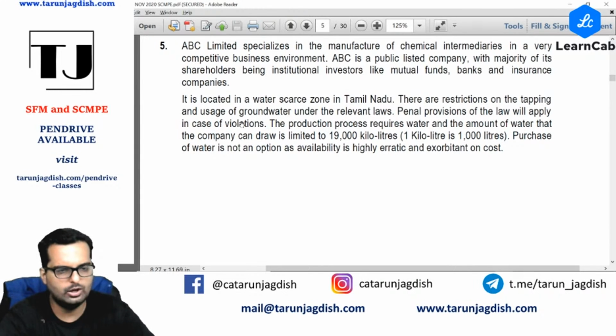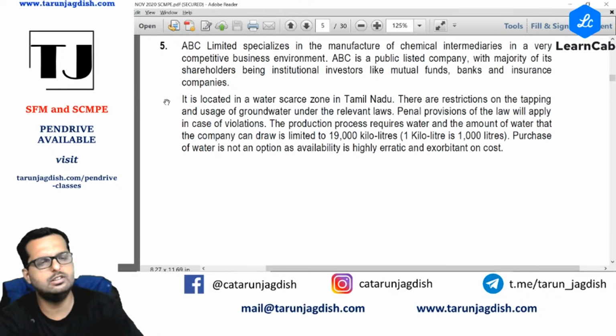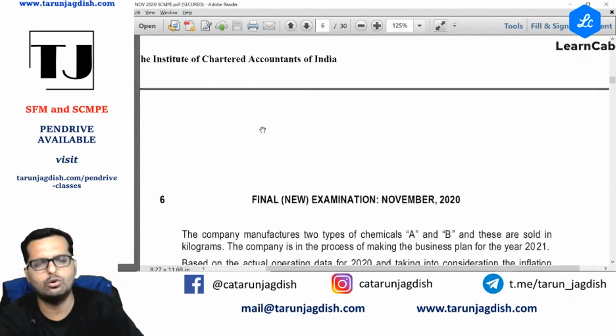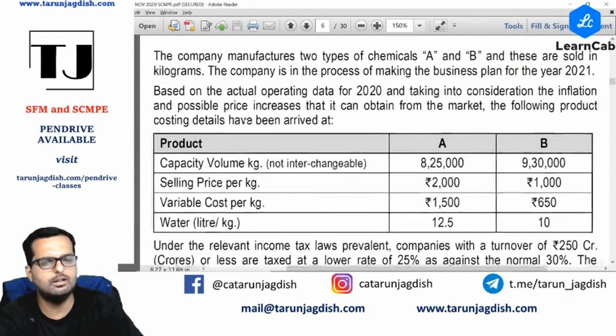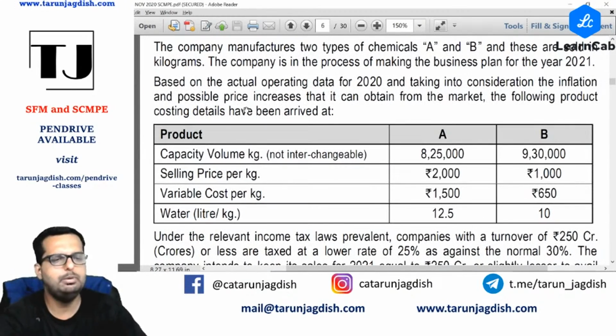Alright, they have told 1 kiloliter is how many liters? 1,000 liters. Purchase of water is not an option as it's highly erratic and exorbitant on cost. You cannot buy water. The company manufactures 2 types of chemicals, chemical A and chemical B, and they are sold in kilograms. The company is in the process of making a business plan based on the actual operating data, taking into consideration the inflation and the possible price increase that it can obtain from the market. The following costing details have been arrived at.